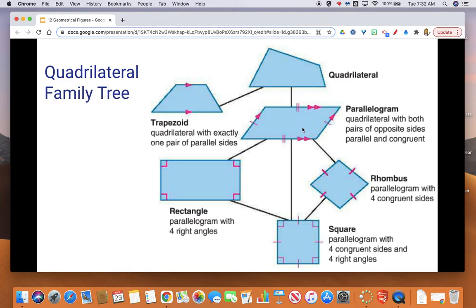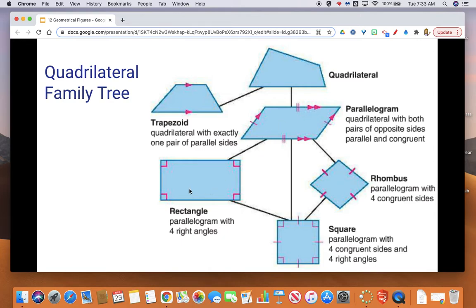On the other side of my family tree, I see a parallelogram. Parallelograms are unique because they have two pairs of parallel sides. So the trapezoid only had one pair, but the parallelogram has two pairs. And then you see these little tick marks. Those are telling us that we have two sets of sides that are congruent, meaning they're equal in length. So the top and bottom are equal in length, and then the pair of the sides are also equal in length.